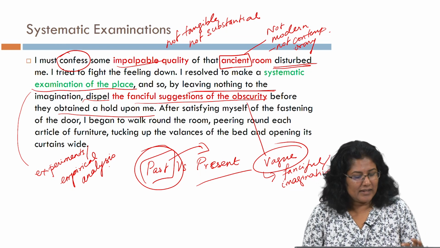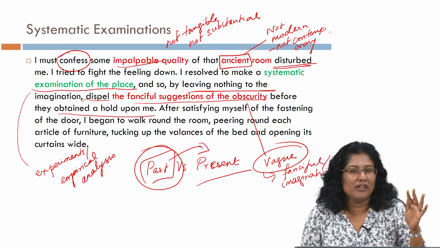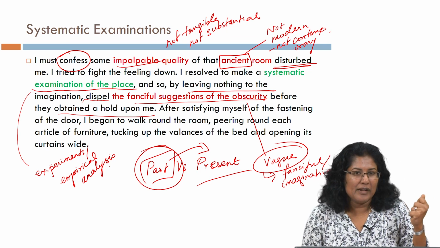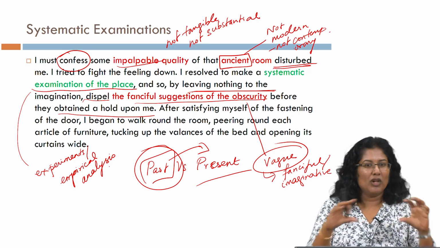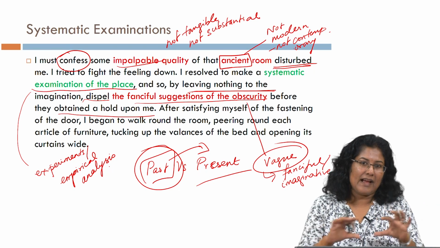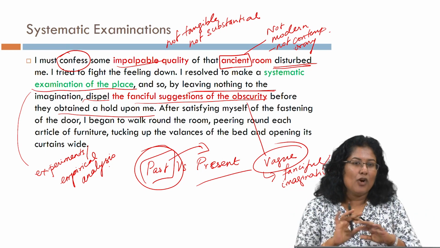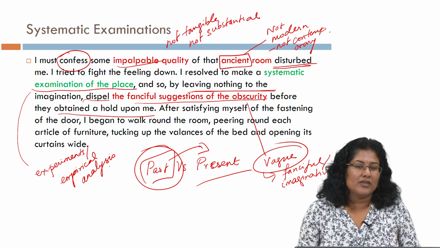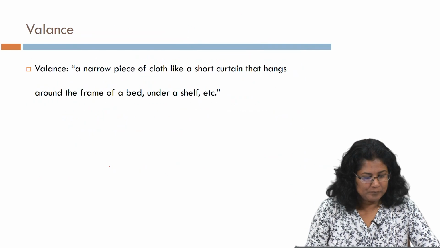So what he does is he walks around the room, he peers around each article of furniture, examines every piece of furniture, he tucks up the valances of the bed. The small curtain-like cloth that hangs around the bed is being tucked up by him, and he opens the curtains wide so as to make sure that nothing or nobody is hiding behind it.